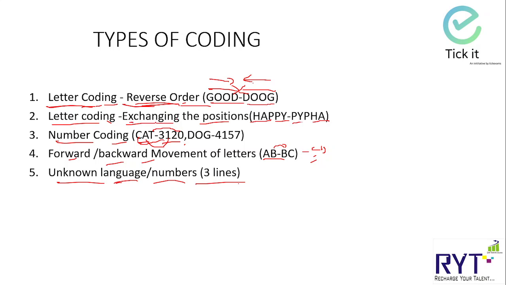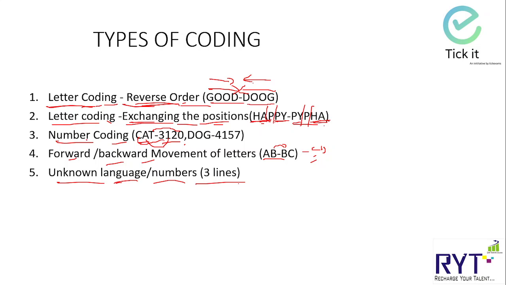The second type in letter coding is exchanging the positions. For example, in the word happy, HA is moved to the last part of the word, and the last part, that is PY, is moved to the first part. So HAPPY is split like this, HA and PPY. HA will come to the last, PY will come to the beginning. This is another type where exchanging of position happens. The first letter might go to the fifth letter, third letter, or even the last letter.